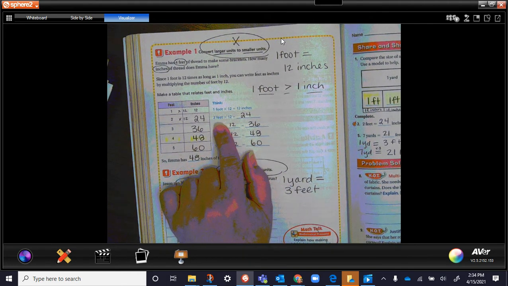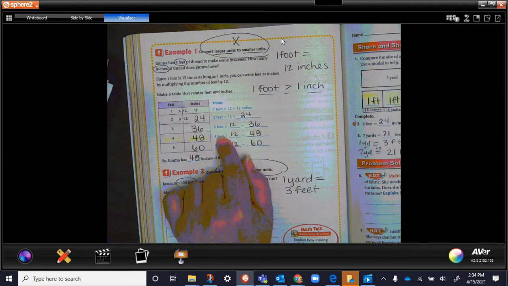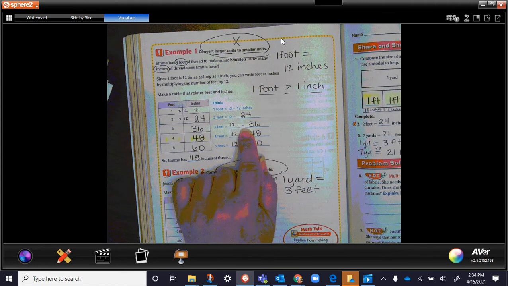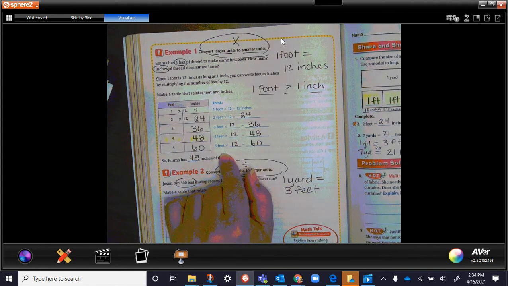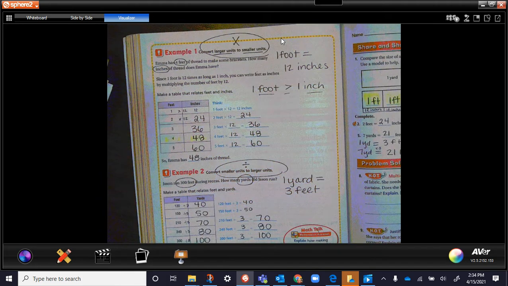If we had 2 feet, we would multiply that by 12 and get 24. 3 multiplied by 12, we get 36. 4, and then 5, and so on. We built this table by applying that rule of multiply by 12. We were able to find out that if she has 4 feet of thread, it's the same as having 48 inches of thread.